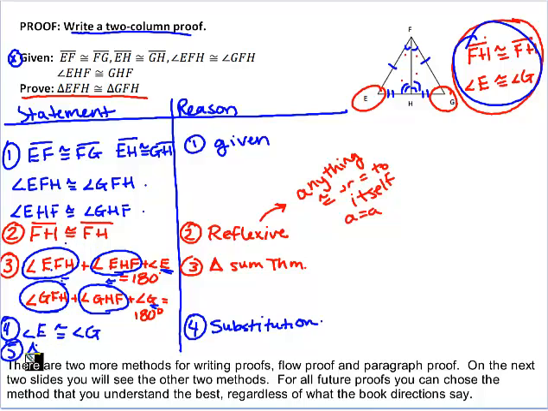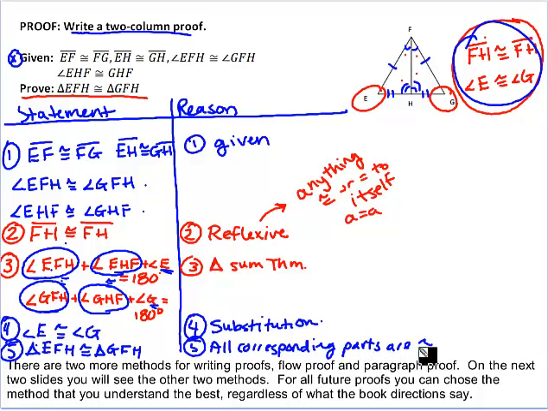So step 5 would say triangle EFH is congruent to triangle GFH. And the reason why, all corresponding parts are congruent. So there's our end of our proof, and this is, like I said, the 2-column proof.